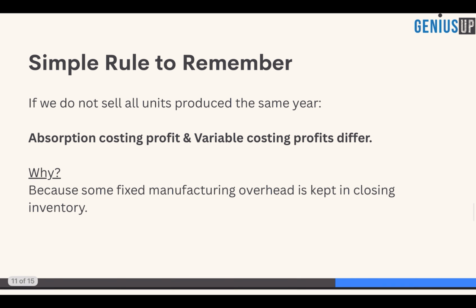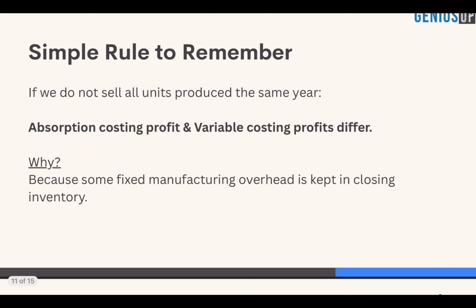So here's a simple rule to remember. If we do not sell all units produced in the same year, absorption costing profit and variable costing profit can differ, right? Because under absorption costing, not all fixed manufacturing overhead cost will be expensed, because some will be sitting under the closing units of inventory. However, under variable costing, they are all expensed immediately, in the same financial year. So why? Because some fixed manufacturing overheads are kept in closing inventory under absorption costing.